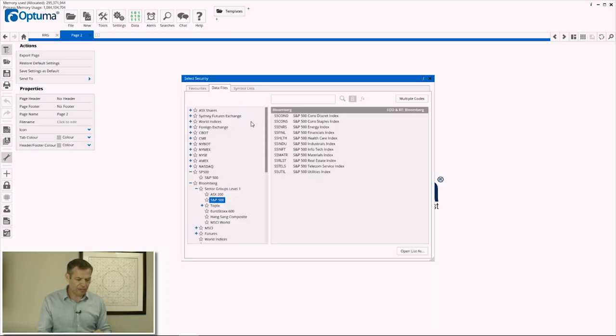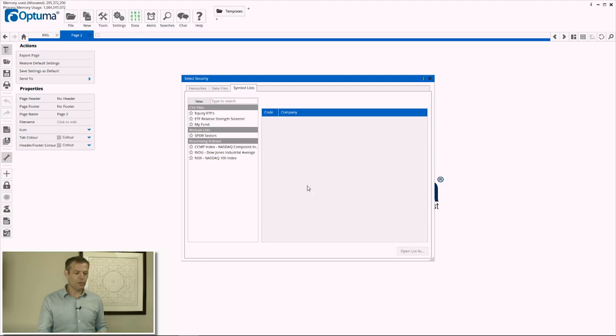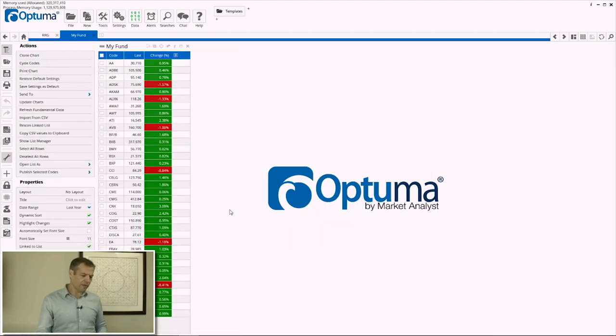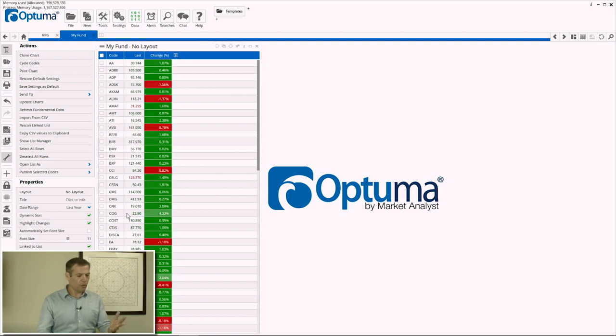So I'm just going to hit F3 on my keyboard and go to my symbol lists. We covered this last week. Here is a list of about 100 securities that I have, using Bloomberg. It works with anything that we have there. I'm going to open this list, first of all, as a watch list. I just want to bring that through so you can see all the codes that we've got.